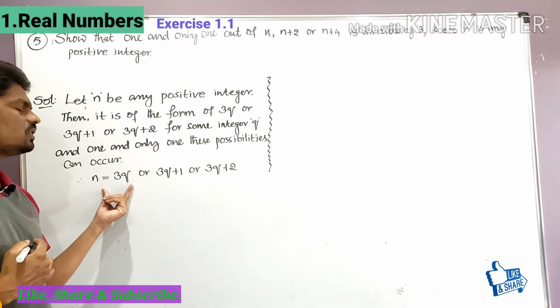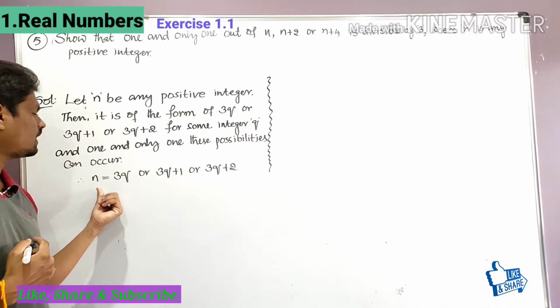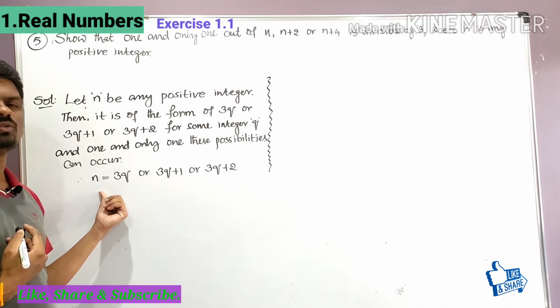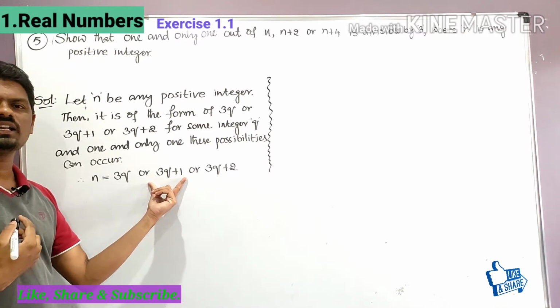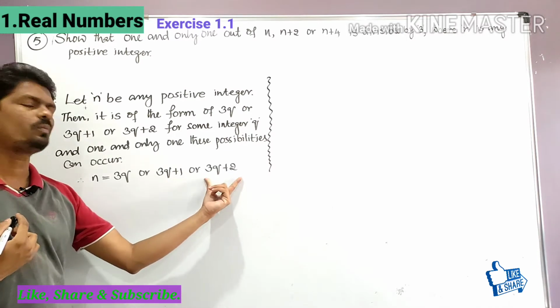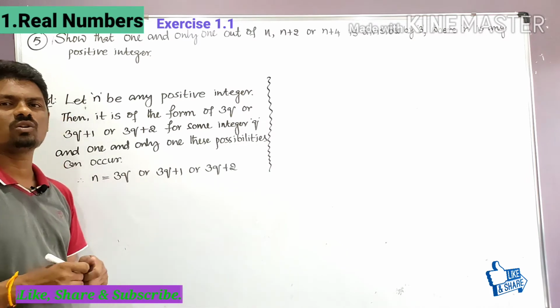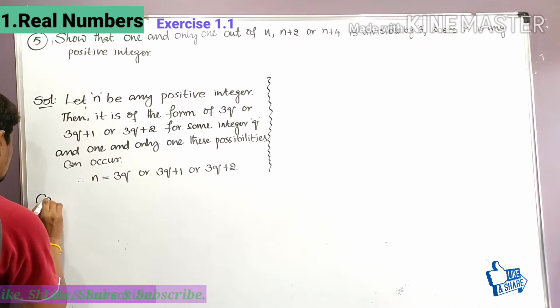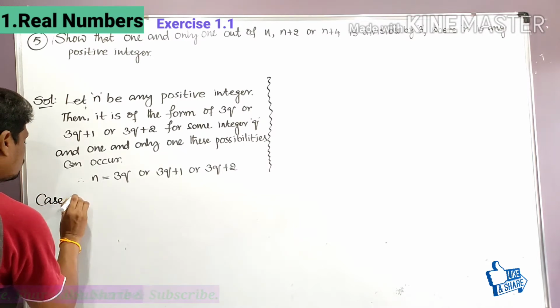By taking n equal to 3q, we have to check whether among n, n plus 2 and n plus 4 only one is divisible by 3. In the same way, in the second case we take n equal to 3q plus 1, and in the third case we take n equal to 3q plus 2. So, case 1: first we take n equal to 3q.